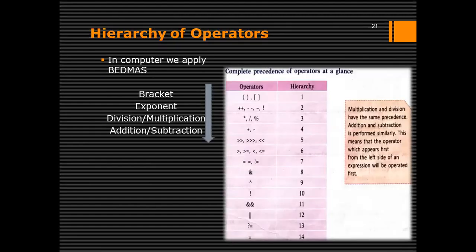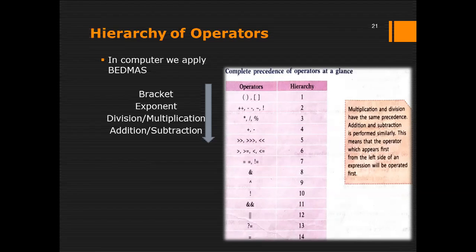Now coming to the last topic of the chapter, that is hierarchy of operators. Very important. We already know that we have a BODMAS rule for using various operators in mathematics. Now in computer we apply the following rule: bracket, exponent, division or multiplication, addition or subtraction. If in a given expression division, multiplication, addition, subtraction, everything is given, then we will follow the hierarchy given here, that is bracket, exponent, then division or multiplication, followed by addition or subtraction.